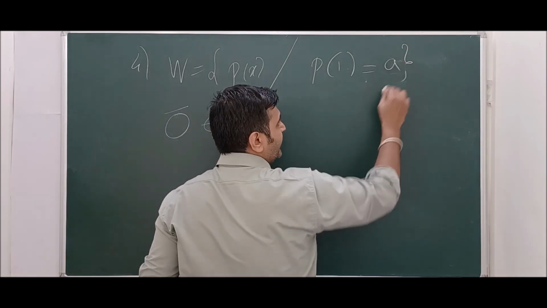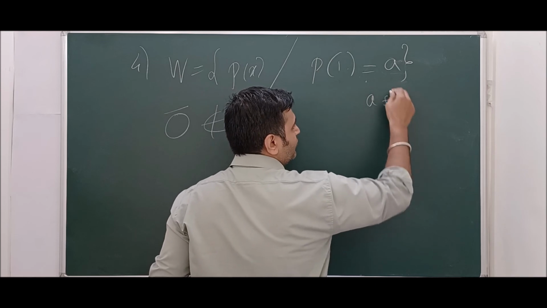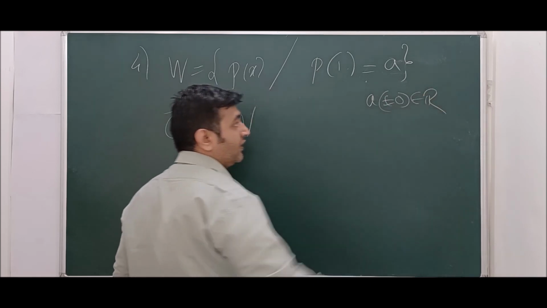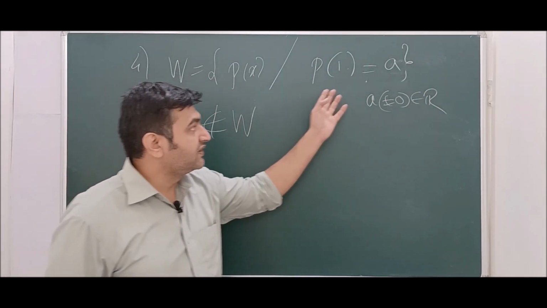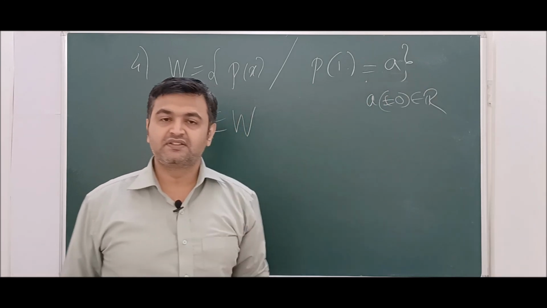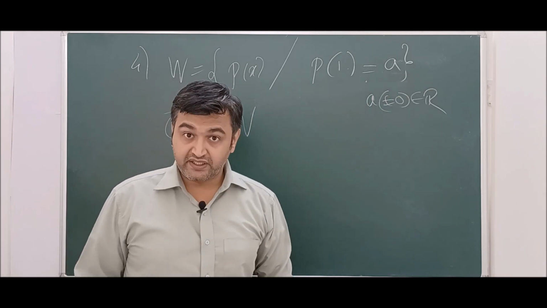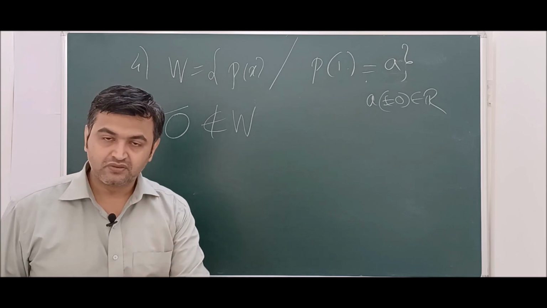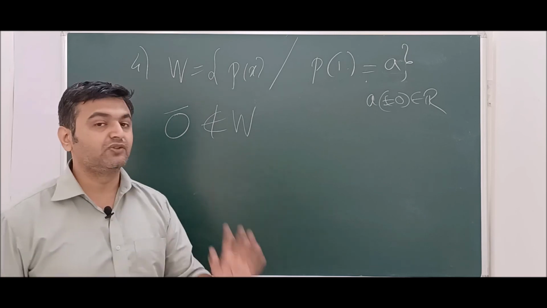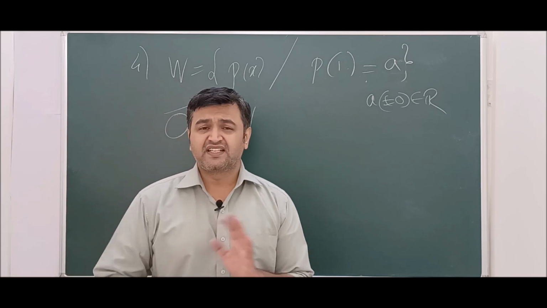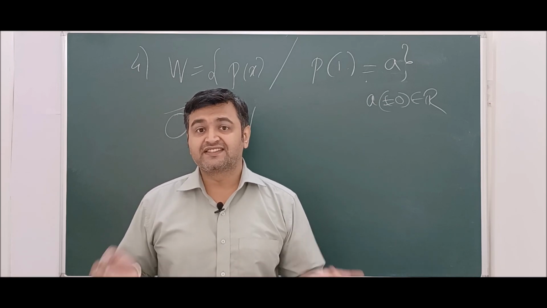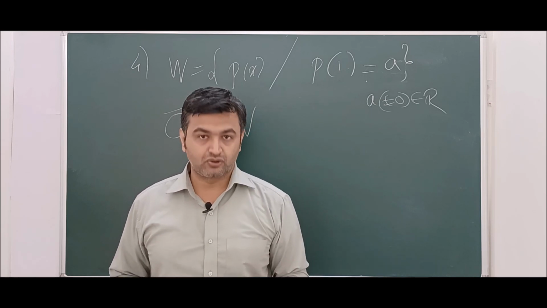You take this to be a, where a is a non-zero real number. Someone asks you, if p of 1 is 1000, does it form a subspace? No. P of 1 is 2021, does it form a subspace? No, because it doesn't contain the 0 polynomial. So these are the standard subspaces, or I will say the subsets of polynomials, you come across.